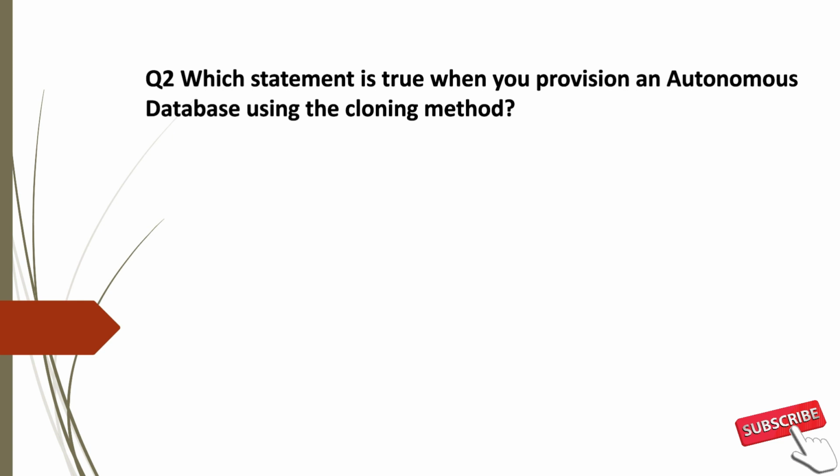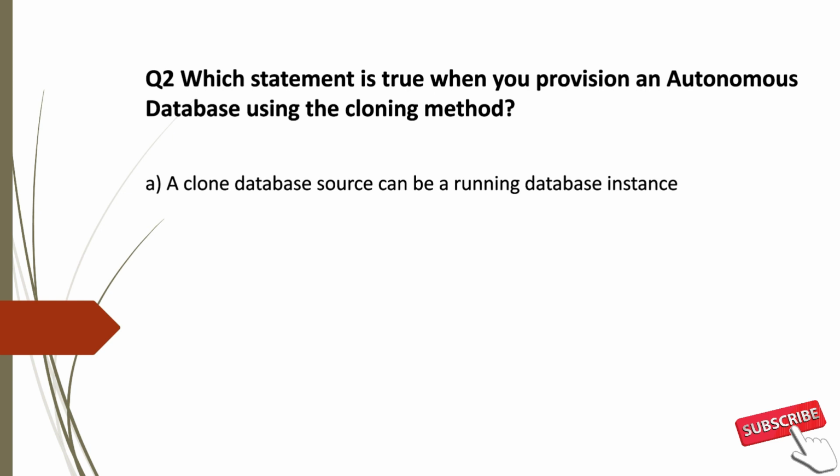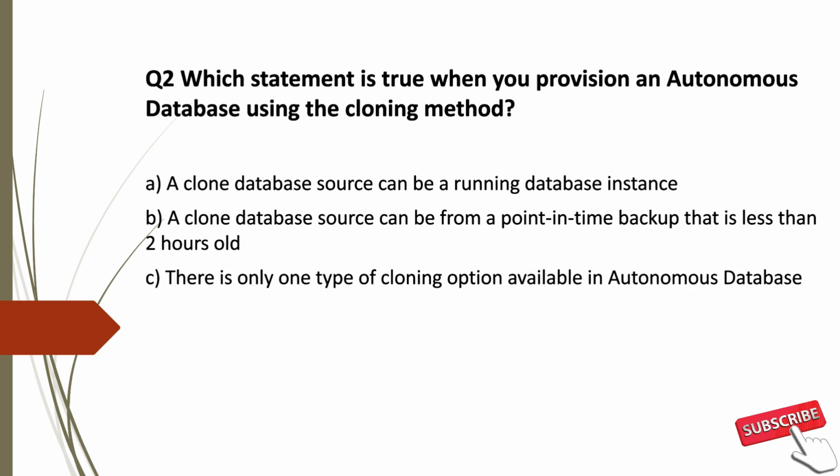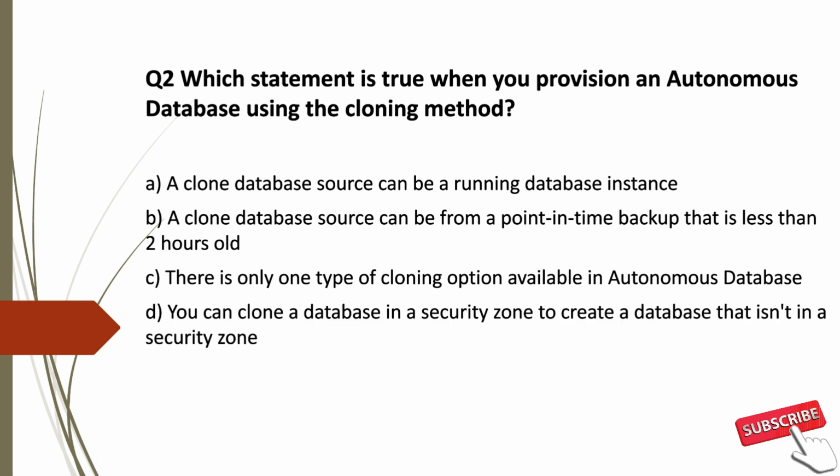Question 2. Which statement is true when you provision an autonomous database using the cloning method? And the options are A. A cloning database source can be a running database instance. B. A clone database source can be from a point-in-time backup that is less than 2 hours old. C. There is only one type of cloning option available in autonomous database. And D. You can clone a database in a security zone to create a database that is not in a security zone. Now let's analyze the options.